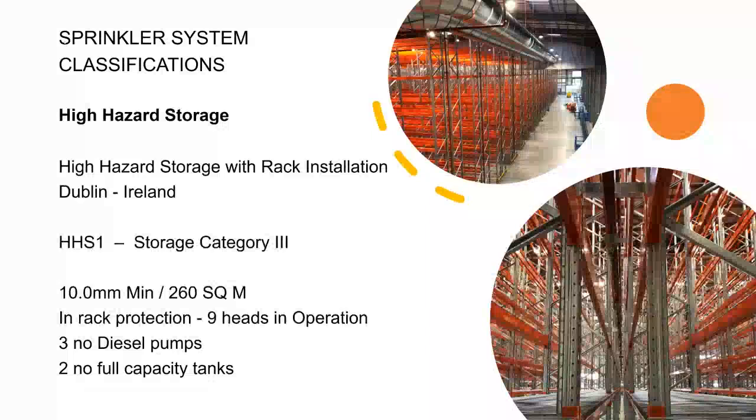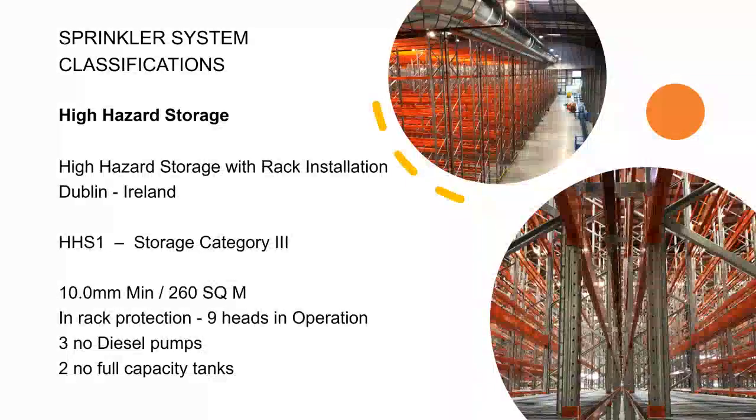So basically, this one here was a job I done in Dublin, where we had a roof and rack system. We had 2,000 heads at the roof and 18,000 heads in the racks. Okay, fully protected. It was high hazard storage 1, storage category 3. We had 10 millimetres a minute at the roof and 9 heads in operation in the racks. All depends on the space in the dials when you come to the racks. That had 3 diesel pumps, 2 full capacity tanks.